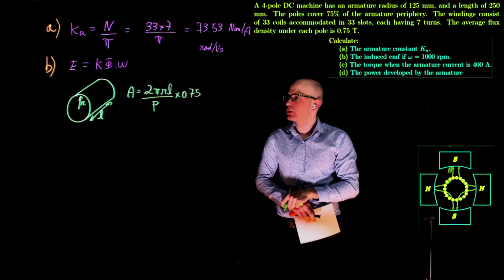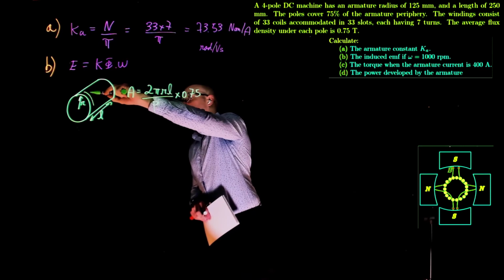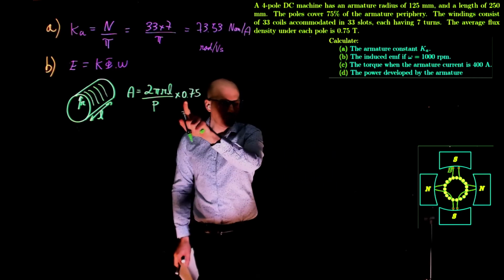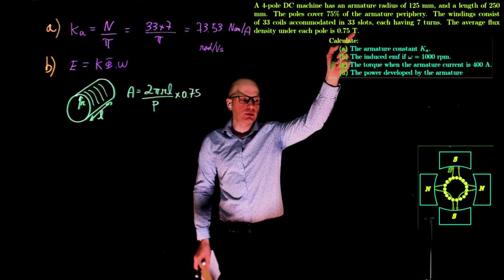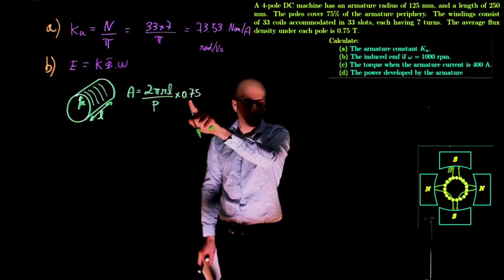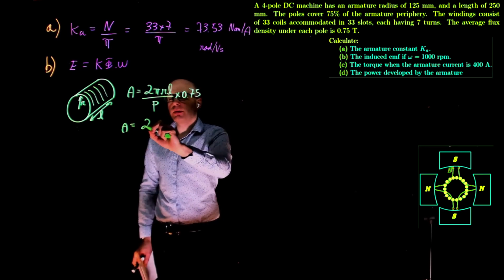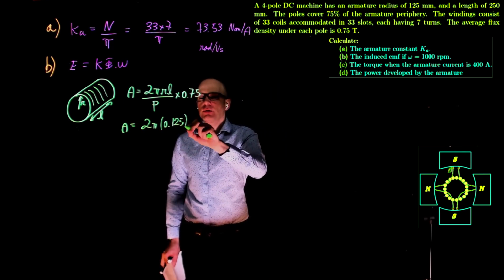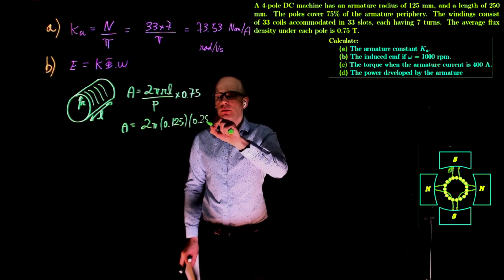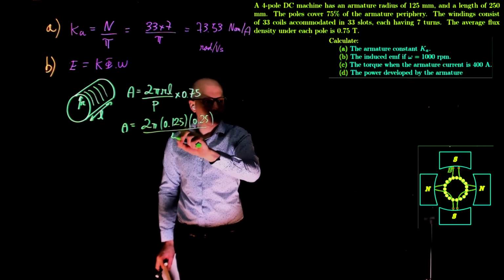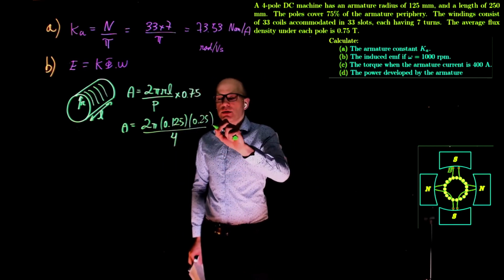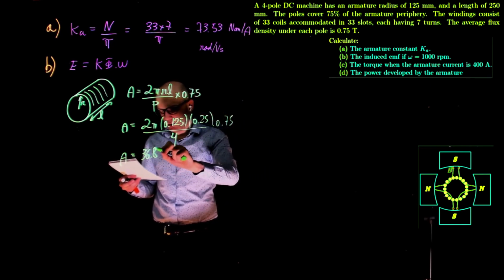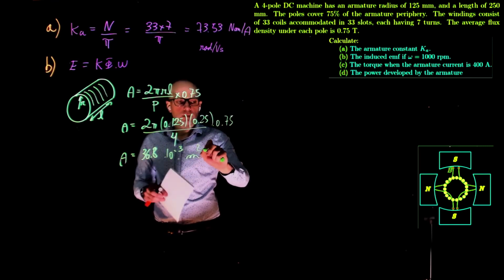Is that clear? All right, the total area divided by P, the number of poles, gives the area of one pole. You only cover 75% of the area, according to the question. So we have 0.75. This gives the area as 2 pi times the radius, 0.125, times the length, 0.25, divided by P, which is 4 poles, and times 0.75. This gives an area of 36.8 times 10 to the negative 3 meters squared.